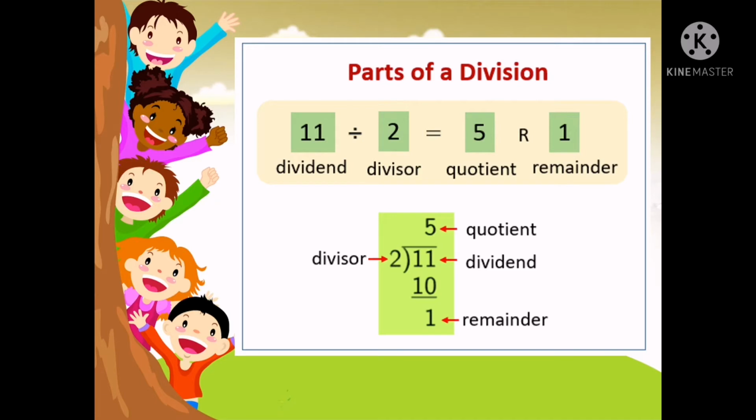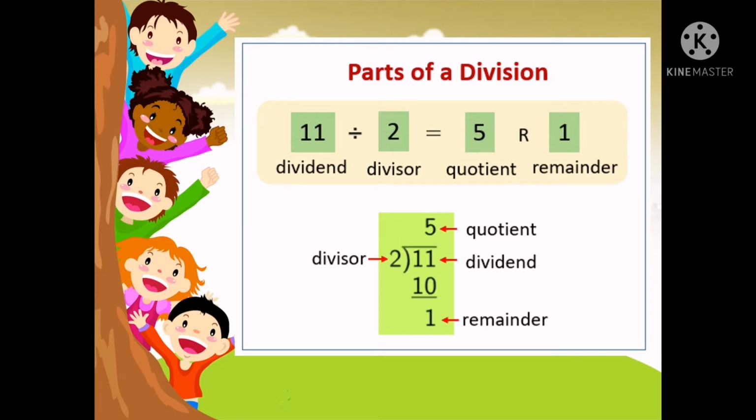As you can see, we have here an example which is 11 divided by 2 is equal to 5 remainder 1. 11 here in the number sentence is what we call the dividend, followed by the division symbol, and 2 here is what we call the divisor, then equal to 5 is our quotient. And remainder, if after you divide there's still a remaining number, we call it a remainder, and we use the symbol capital R. Please always remember the different parts of a division.